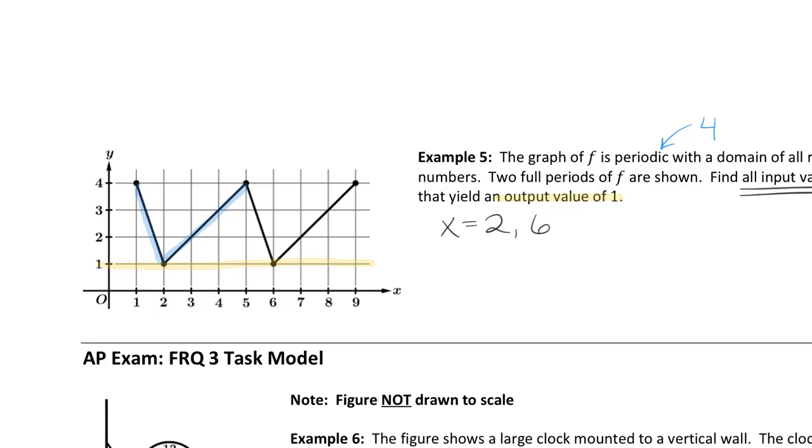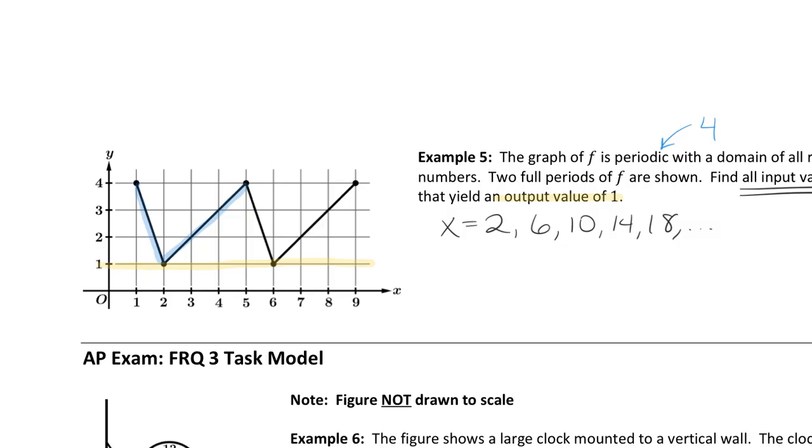Now remember, it asked me for all of them. And we know that this periodic function goes from negative infinity to positive infinity. So if I were going to continue the graph this way, what would be the next time? 10, and then 14, and then 18. But we'd have to keep going forever, and we haven't even gone in the negative direction. We would need -2 and -6 and -10. I don't want to list them all out. That would be wildly annoying.